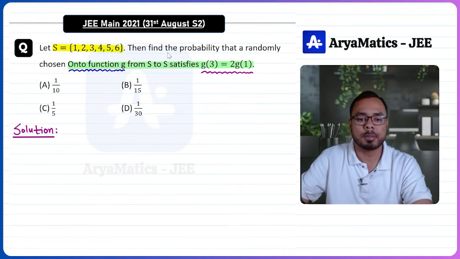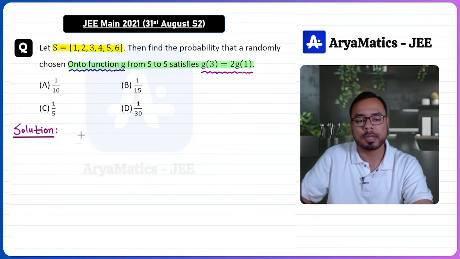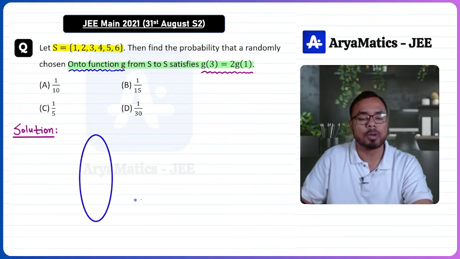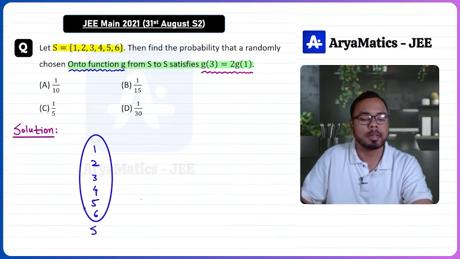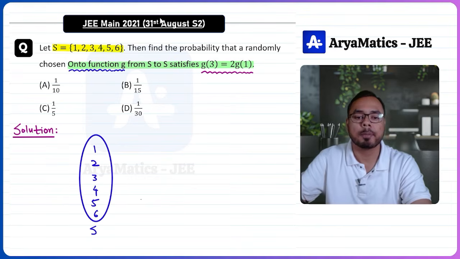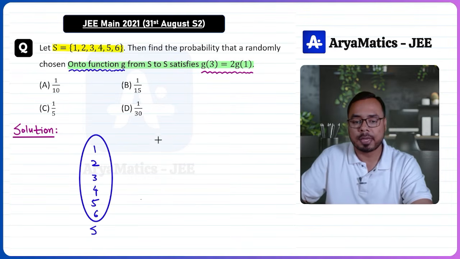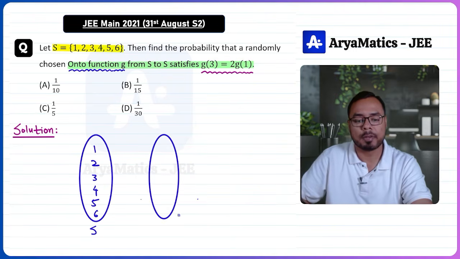So the given set, here the function is defined from S to S, that means domain is S and codomain, that is also S. Right, so first set is S. In this set, we have elements like 1, 2, 3, 4, 5, and 6. These are the 6 elements in first set. And the second set is also same set. Right, second set is also S. The function is defined from S to S. And so the codomain is also same set. In codomain, we have these 6 elements.